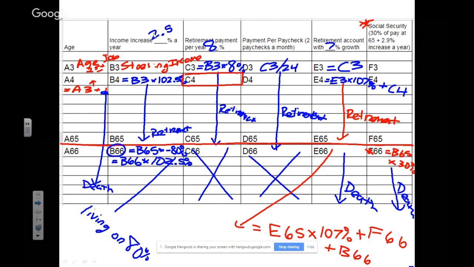All right. Any questions? This is the only thing you're allowed to use on the test. Anything else you feel like we should add to this?